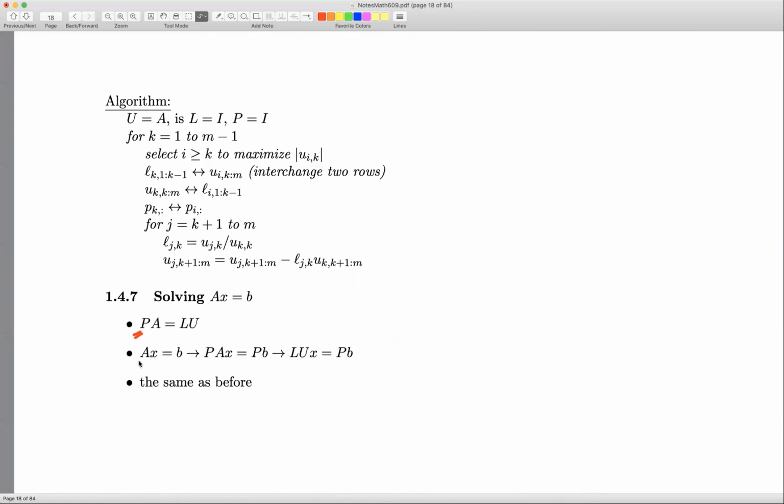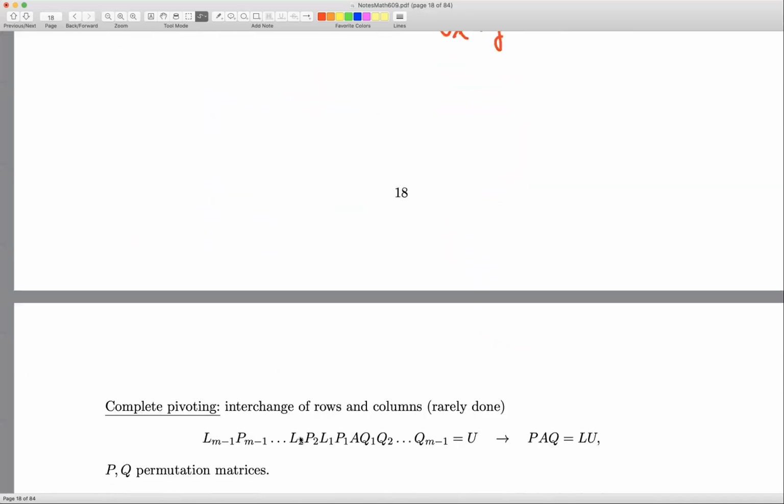So if we start with a system AX is equal to B, we multiply by P on both sides of the system, and then instead of PA, we write LU. We need to solve this system in a similar way as before. We put UX is equal to Y. First we solve LY is equal to PB, using the fact that L is a lower triangular matrix. And then we solve UX is equal to Y, using the fact that U is an upper triangular matrix, the same as before.